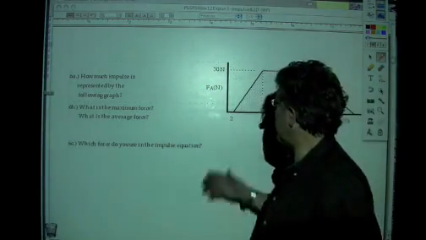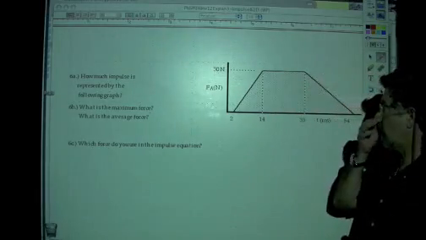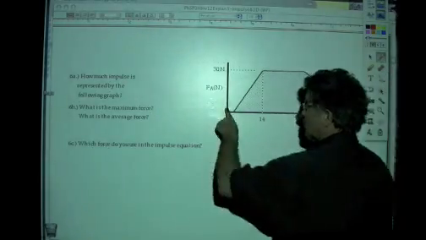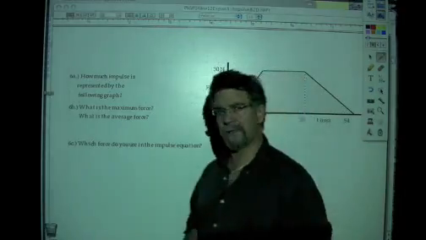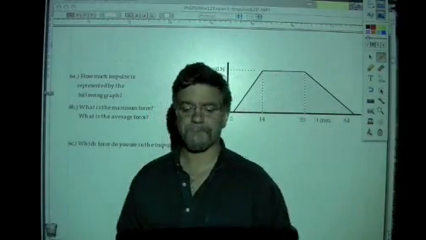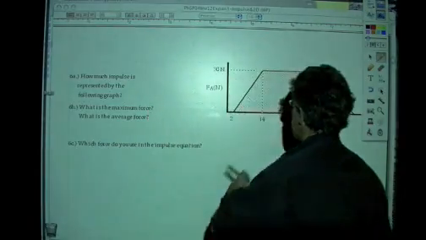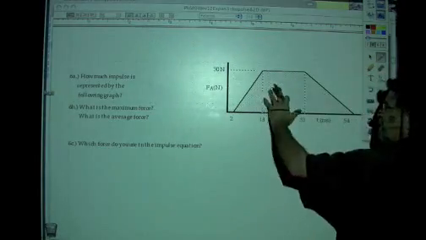And we're supposed to figure out from there what the impulse is. Well, since impulse is force times time, you can start to get the feel that it's going to be the area. So it's this area under the curve that we're trying to find.